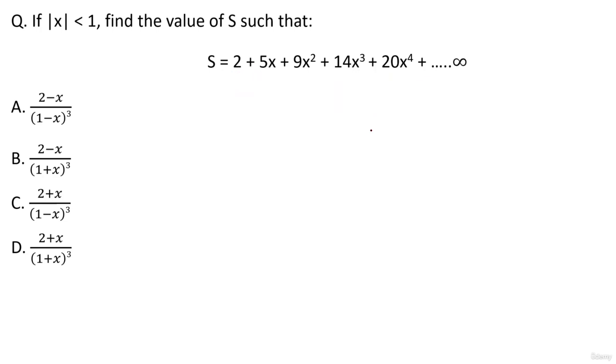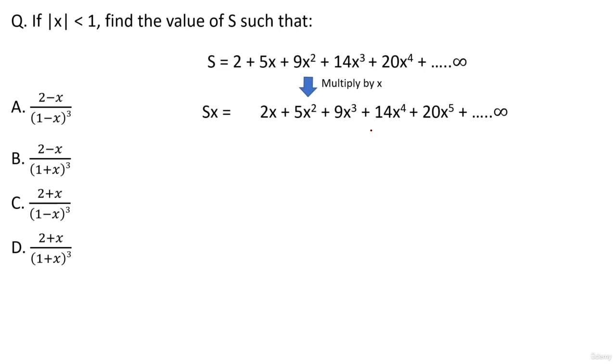So what we do is, guys, we multiply it by the common ratio, which is x in this case. And they've also given you mod x is less than 1, so definitely this is an infinite GP. Now going on further, you have S into x is equal to 2x plus 5x square plus 9x cube plus 14x to the 4, 20x to the 5 up to infinity. And we subtract them now.